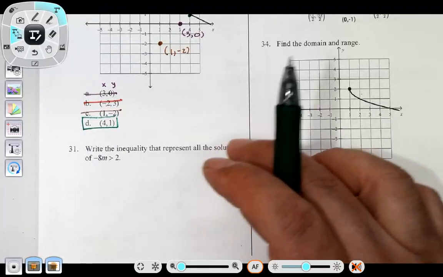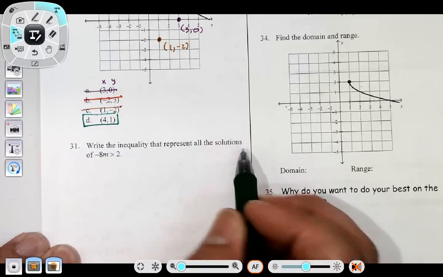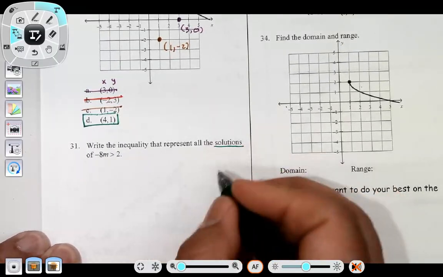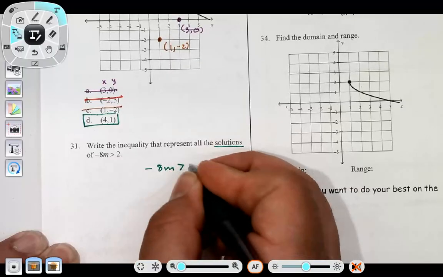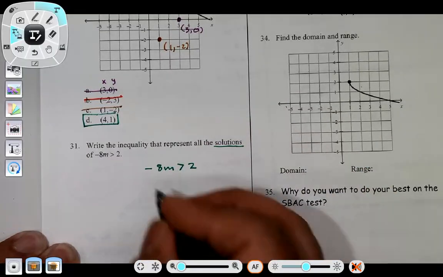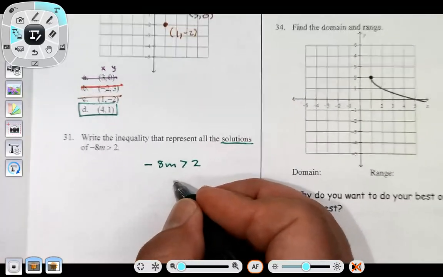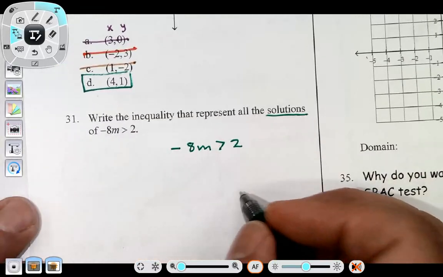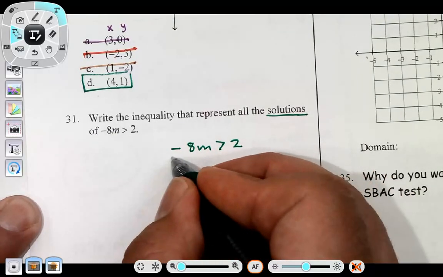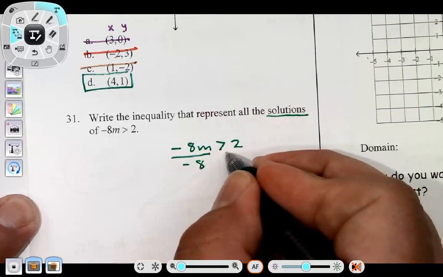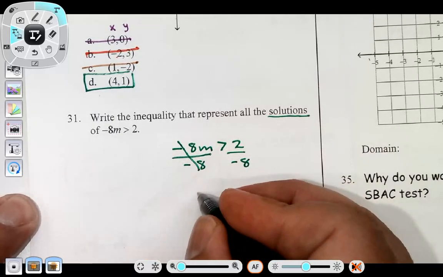Now, number 31 looks easy enough, right? They just said, write the inequality that represents all the solutions. Okay, so they just want me to solve. And again, if the wording throws you off, don't fall for those tricks. You look for the math, and then you do whatever you can with it. So when I look at a problem like this one, the only thing I can do is solve. The only way to solve is if I divide both sides by -8, and then here's where you have to be careful. Yes, I'm left with m.